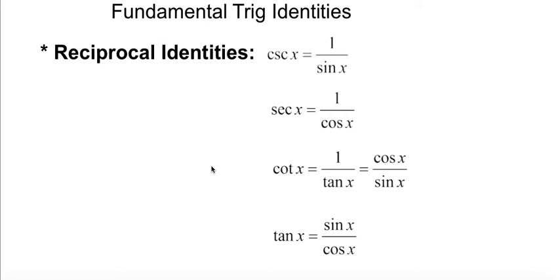So cosecant of x is equal to 1 over sine x, or whatever value you're using for your variable, it doesn't matter. Whether it's x or y or theta or a, it doesn't matter. Secant of x is equal to 1 over cosine x. The cotangent of x is 1 over tangent x, which is the same thing as cosine over sine, and the tangent of x is sine x over cosine x.